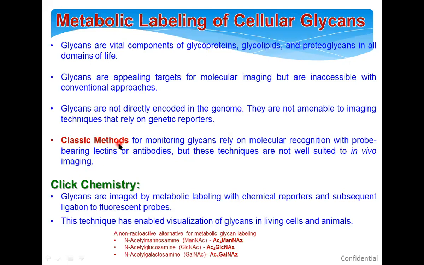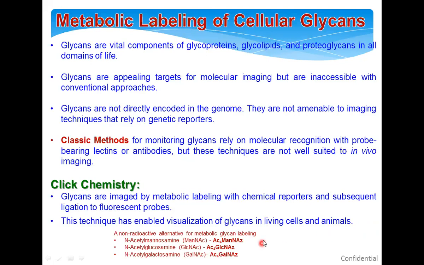So what's the classical method? They rely on molecular recognition with probe bearing lectins or antibodies, but they are not well suited to in vivo imaging. The beauty of click chemistry is that you can study in vivo. So we image glycans by labeling using chemical reporters, which is the alkyne and azide reaction, and using fluorescent probes. This technique will help in the visualization of glycans in living cells and animals. All our kits we have shown only in cells though.